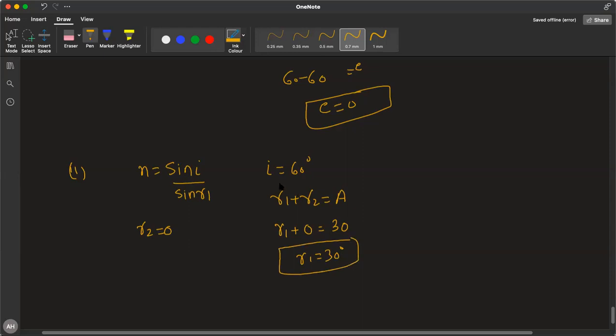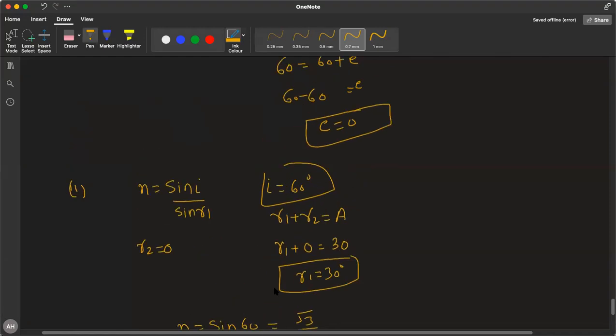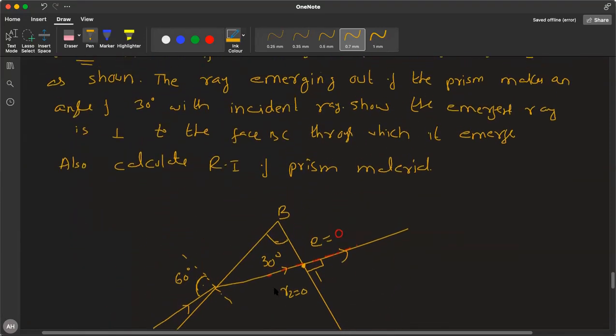So now you have all values. You have I and you have R1. Just put these values here: sine 60 over sine 30. Sine 60 is root 3 by 2. Sine 30 is half. It gets cancelled out. So the refractive index is root 3. This is the refractive index of the medium of prism, which is root 3. Do it.